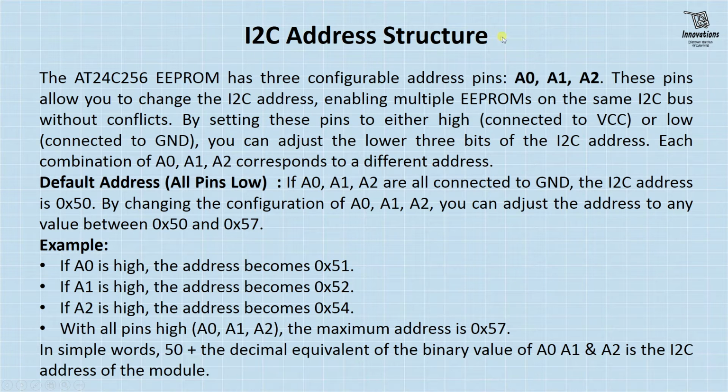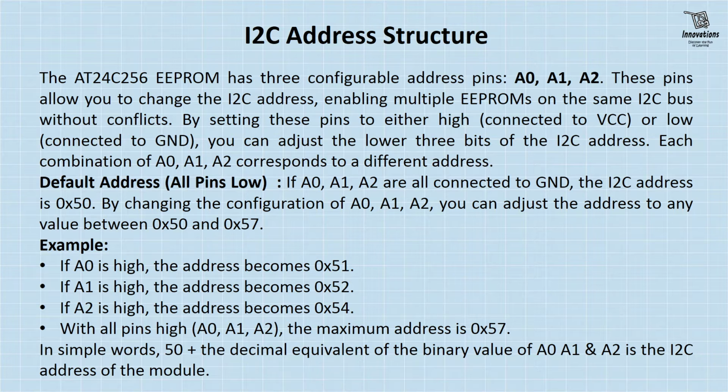Now what we were saying, that I2C address structure, how we could adjust the I2C address. If we are using multiple of this module, we can change the address of each module so that we can individually address the modules. The AT24C256 EEPROM has 3 configurable address pins, A0, A1, A2, as we have already mentioned. These pins allow you to change the I2C address, enabling multiple EEPROMs on the same I2C bus without conflict. By setting these pins to either high connected to VCC or low connected to ground, you can adjust the lower 3 bits of the I2C address. Each combination of A0, A1 and A2 corresponds to a different address.